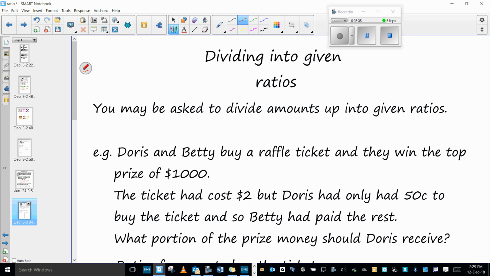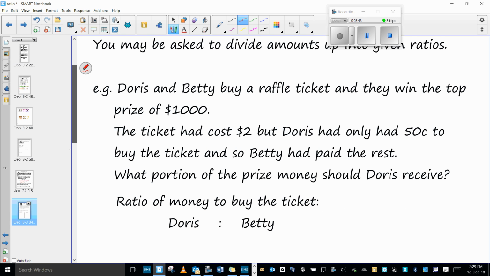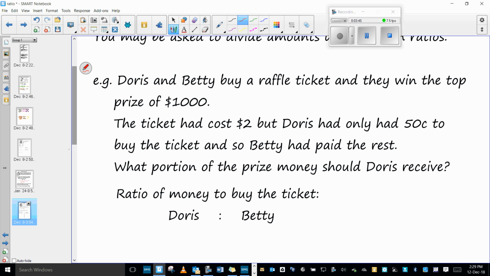So, you may be asked to divide amounts up into given ratios. Doris and Betty buy a raffle ticket and they win the top prize $1,000. The ticket had cost $2, but Doris had only 50 cents to buy the ticket, and so Betty had paid the rest. What portion of the prize money should Doris receive?